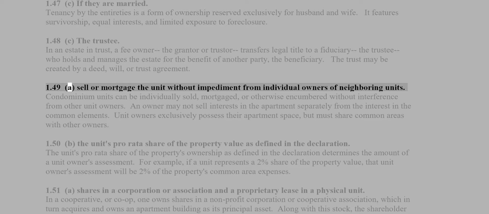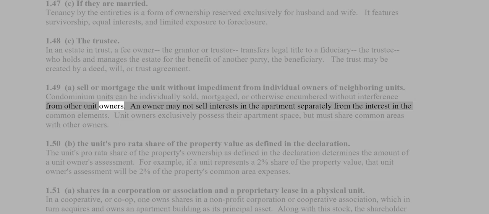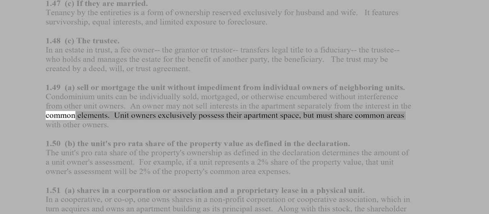1.49 a. Sell or mortgage the unit without impediment from individual owners of neighboring units. Condominium units can be individually sold, mortgaged, or otherwise encumbered without interference from other unit owners. An owner may not sell interests in the apartment separately from the interest in the common elements. Unit owners exclusively possess their apartment space, but must share common areas with other owners.